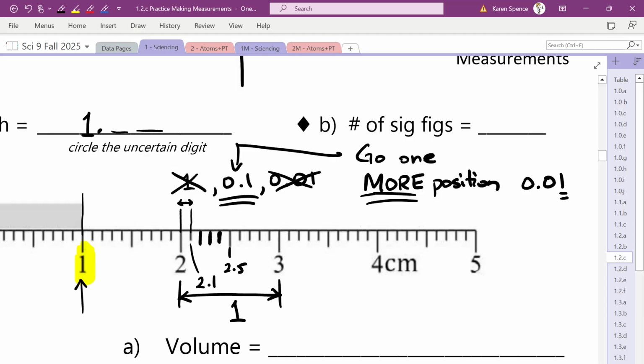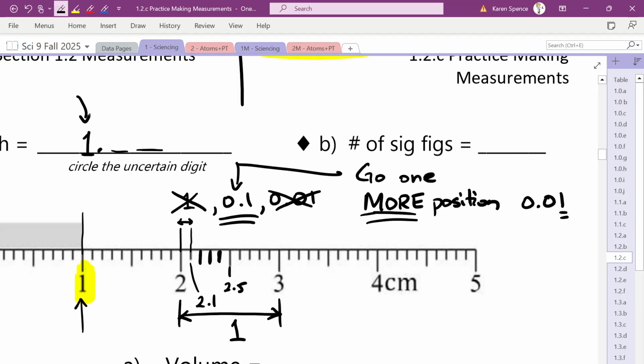That's for sure. We are sure about the 1. Could this measurement be 1.1? No. Could it be 0.9? No. So we're not unsure about this 1.0 either. We're sure that's a 1.0. It's not a 1.1. It's not a 0.9. It's definitely a 1.0.